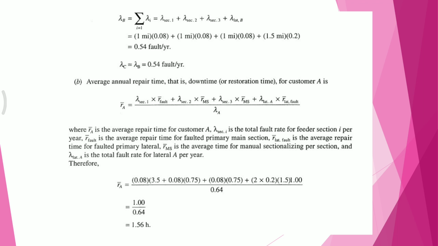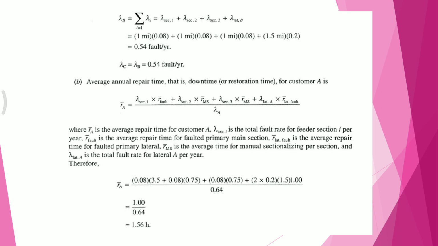Next, to calculate the average annual repair time, that is, the downtime for the customer A, the equation is R bar A equals lambda section 1 into R bar fault plus lambda section 2 into R bar MS plus lambda section 3 into R bar MS plus lambda lateral A into R bar lateral fault, whole divided by lambda A, which has already been calculated in the previous section, where R bar A is the average repair time for the customer A.